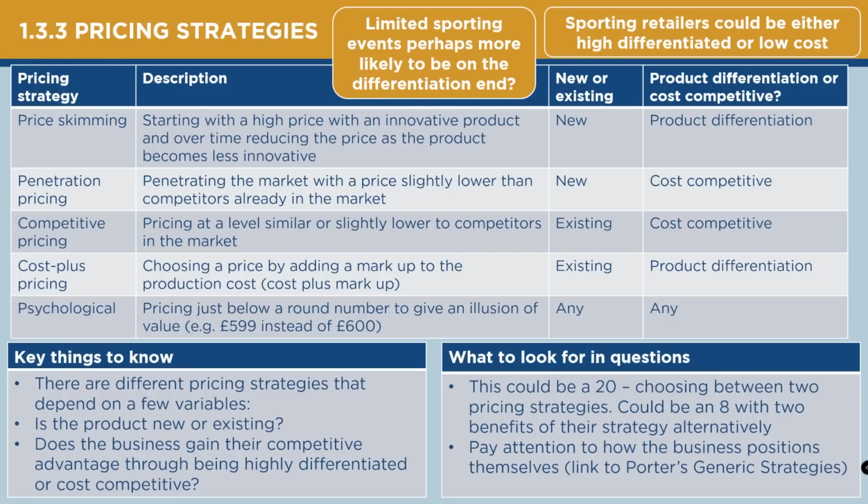So price skimming would be for the product differentiation, and this is where you start with a high price with an innovative product. Over time, you reduce it as the product becomes less innovative and new competitors bring out products on the market. Penetration pricing is where you go in with a price lower than the competitors already in the market, or certainly a little bit lower, if not the same. And that's going to link more closely to the cost competitive. Competitive pricing is pretty much the same thing as penetration pricing, really. You're going at a similar level or a slightly lower level to competitors.